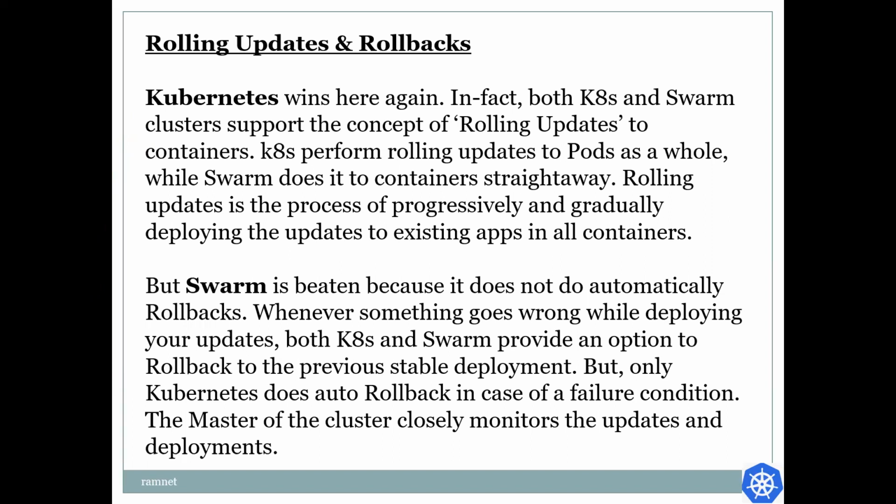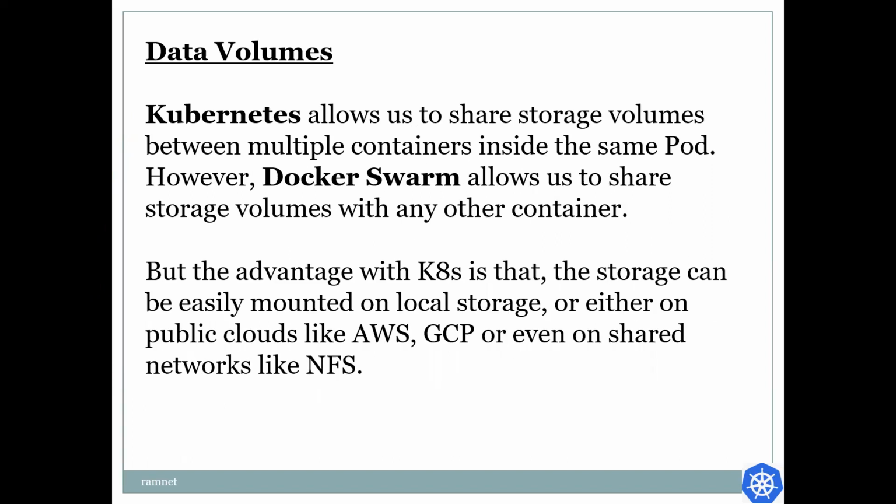We are going to discuss only Kubernetes there. It allows us to share the storage volumes between multiple containers inside the same pod. However, Docker Swarm allows us to share storage volume with any container. The advantage is that storage can be easily mounted on local storage or on public clouds like AWS, GCP, or even a shared network like NFS. NFS is network file storage, we call it. So this is about the data volume comparisons. Next.